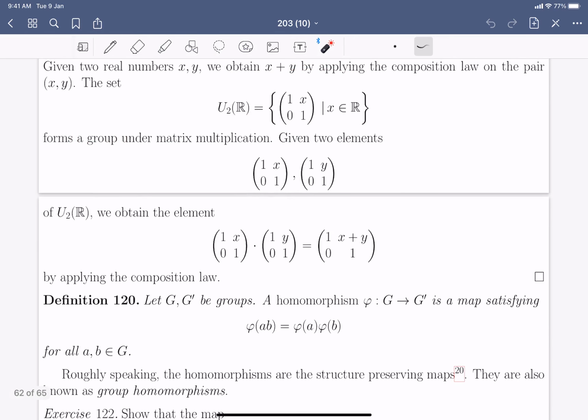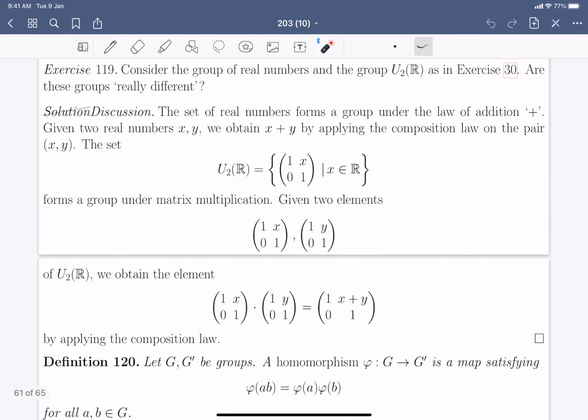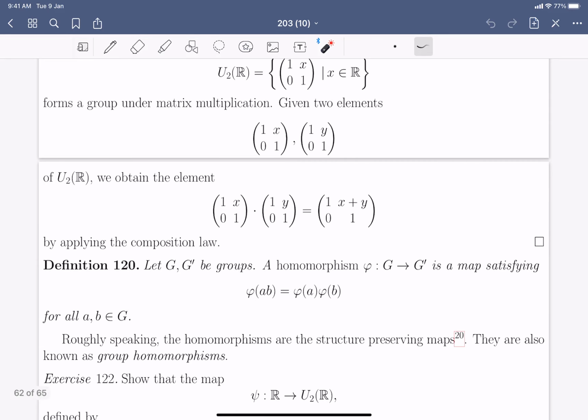Now if we pick two elements [[1, x], [0, 1]] and [[1, y], [0, 1]] from this group, then their product, when you compose them using the composition law of U2R, which is matrix multiplication, is [[1, x plus y], [0, 1]]. So what you see is that if you pick two real numbers x and y, then applying the composition law on the pair x comma y, you end up getting x plus y. On the other hand, if you pick two elements [[1, x], [0, 1]] and [[1, y], [0, 1]] from U2R and apply the composition law on this pair, you end up getting [[1, x plus y], [0, 1]].